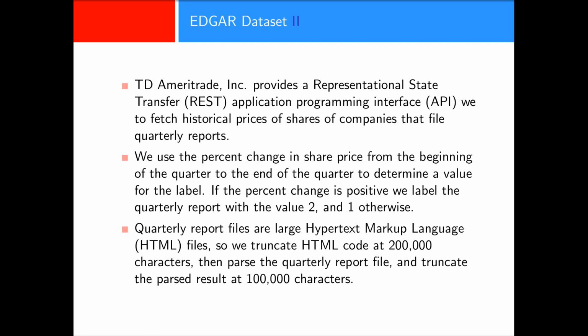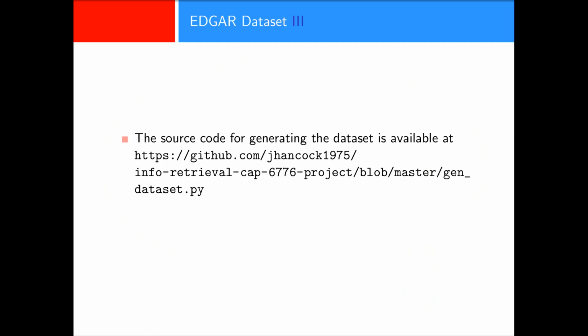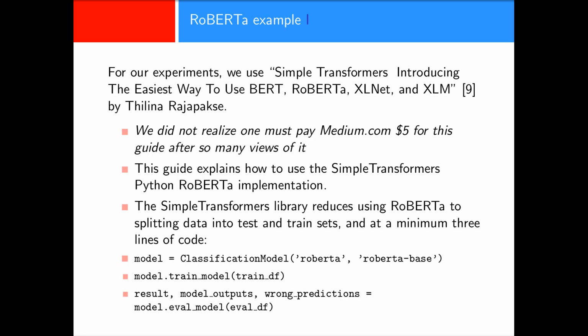If the stock price went up by the end of the quarter, we say that's a positive sentiment, and if it goes down, we say that's a negative sentiment. So like I said, all this source code is here in this GitHub repository, and we'll give a link to that on YouTube. Okay, so there's an example.